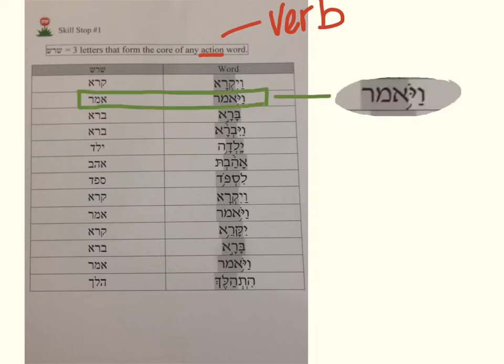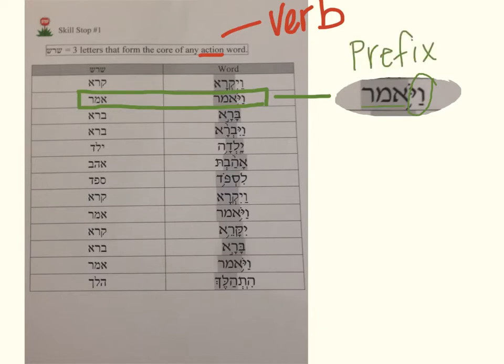In Hebrew, there are prefixes and suffixes that are attached to the beginning and end of words. Our job is to figure out what's a prefix or suffix so that we can take them away and figure out what the actual shoresh is. So in this case, the vav and the yud are both part of the prefix, and that leaves us with the shoresh of aleph mem resh, which means he said.